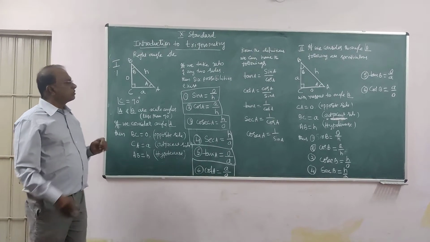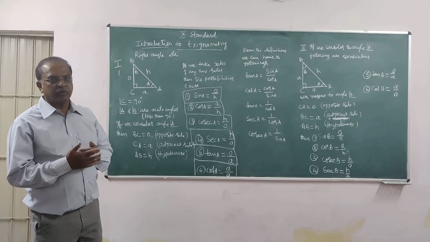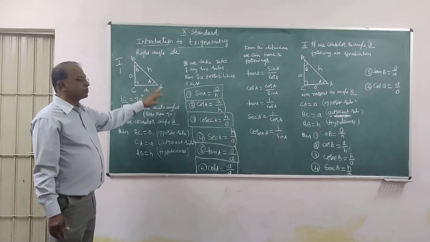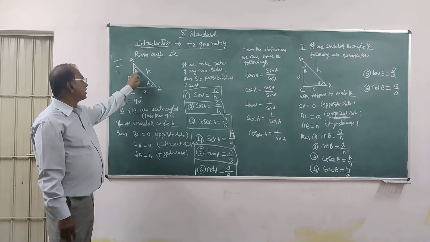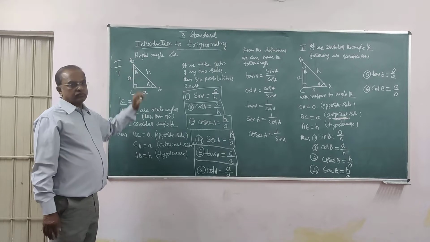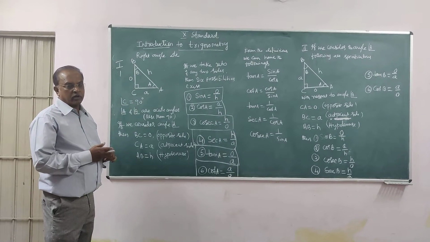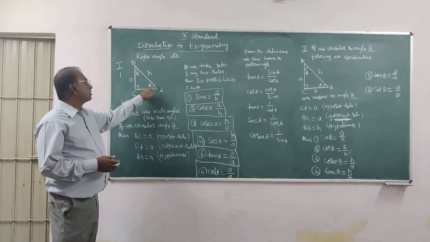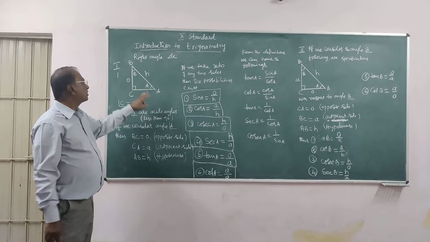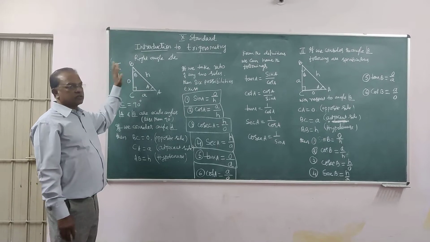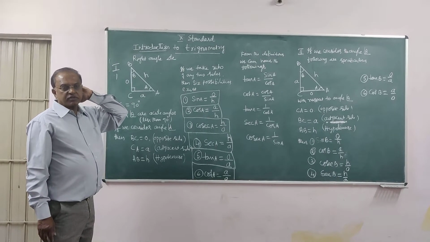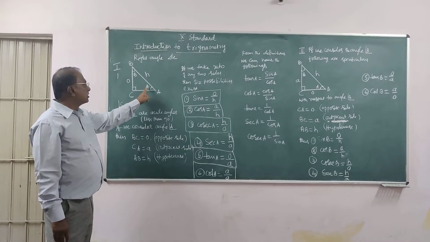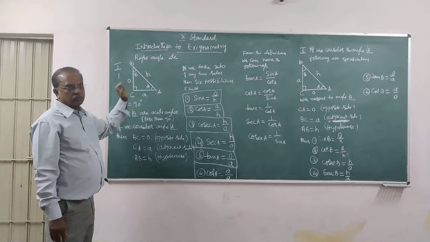And trigonometry actually gives a relationship between the angle and the sides, or this angle and the sides. Trigonometry gives a relationship between an angle and the sides, like this. What is the relationship? You can take either this angle or this angle.